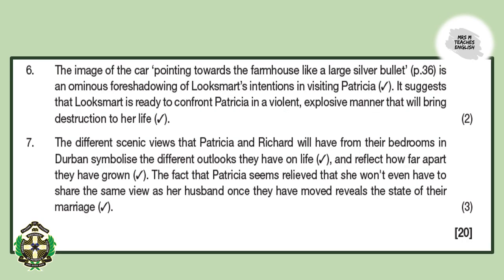The image of the bullet pointing towards the farmhouse is surely foreshadowing a threat of violence that must be unleashed when Looksmart confronts the demons of his past. In question 7, the reader is made aware of the complete separation between Richard and Patricia. They no longer share the same view, both literally and figuratively.